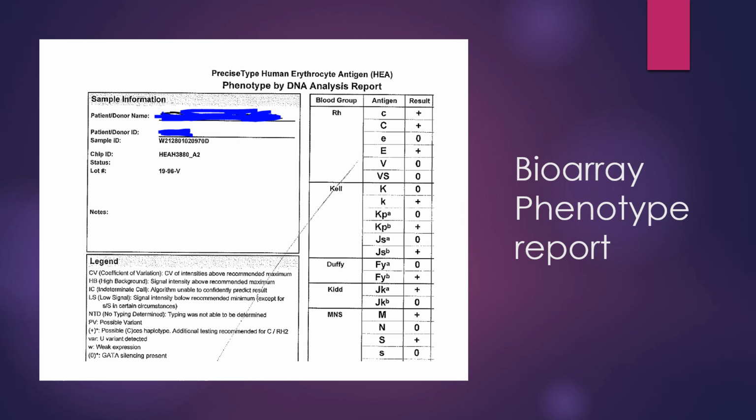So this was the report that we gave to hospitals for patient testing. It is the phenotype report, so predicted phenotype, of course, and it would tell you the group, the antigen, and then the predicted phenotype, positive or negative.